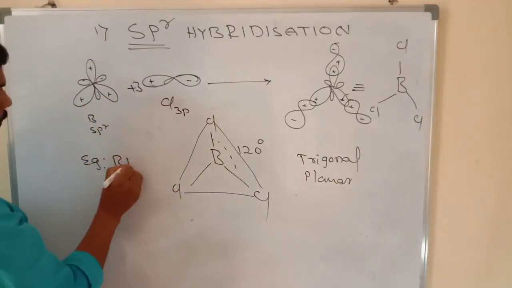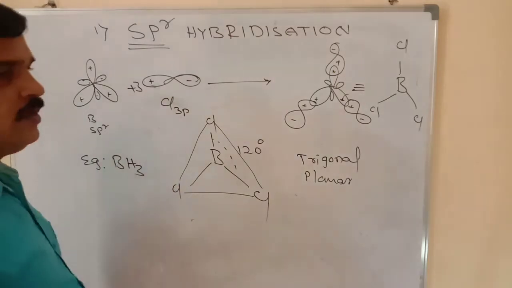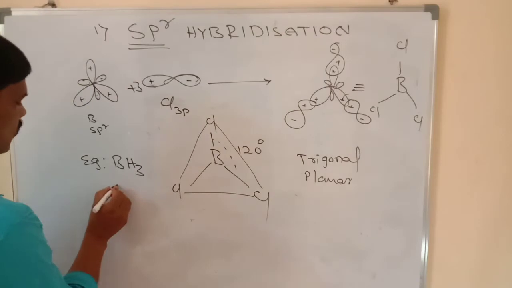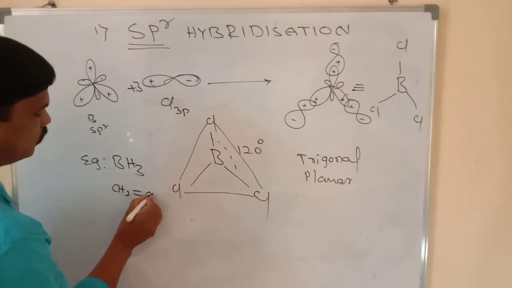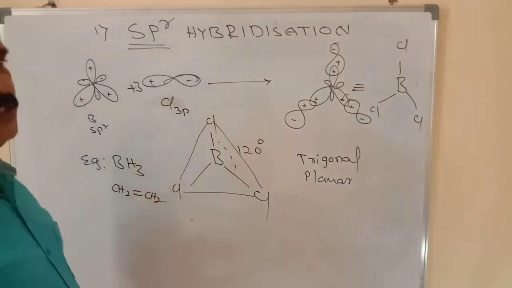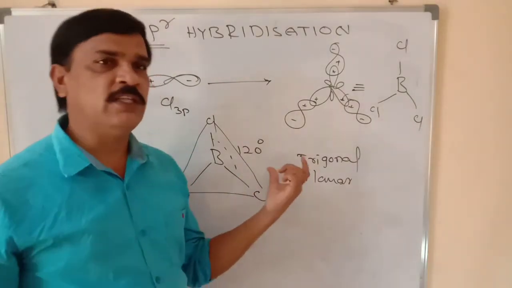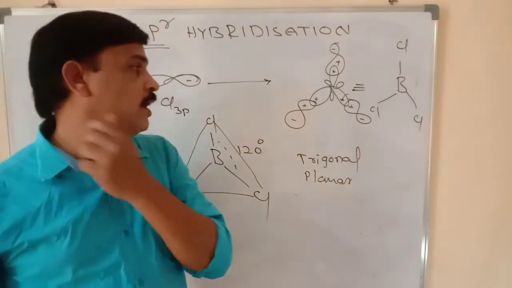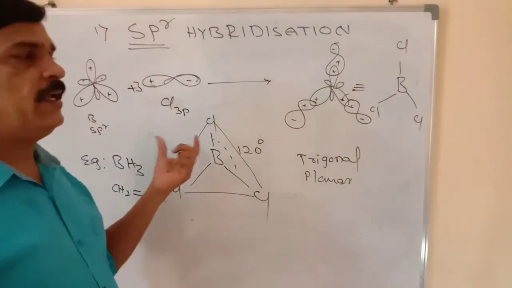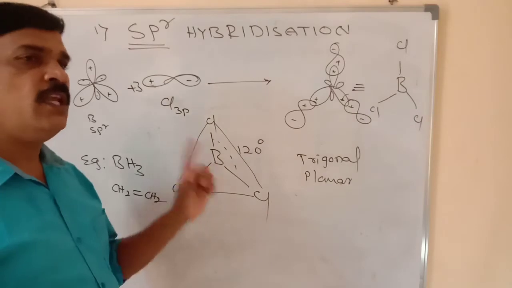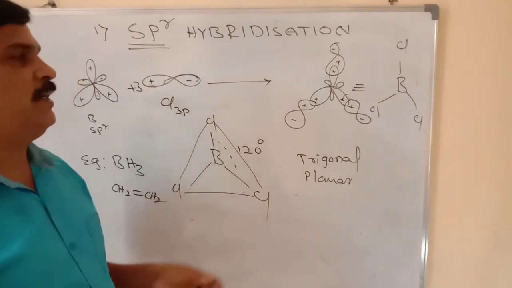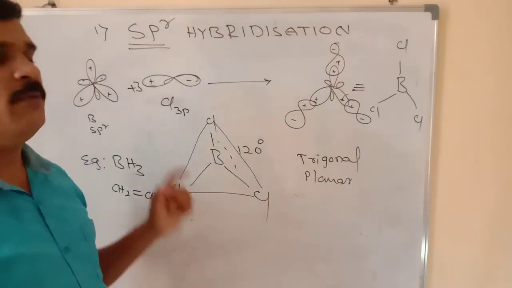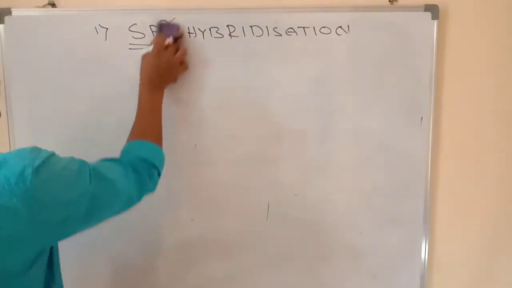Another example, BH3, is also one type of sp2 hybridization, as are BCl3 and ethene, CH2. How the orbitals participate in boron and hydrogen, and boron and chlorine, is given diagrammatically. This is important for theory, to understand how atomic orbitals participate to give new hybrid orbitals. I have given a shortcut for hybridization also.